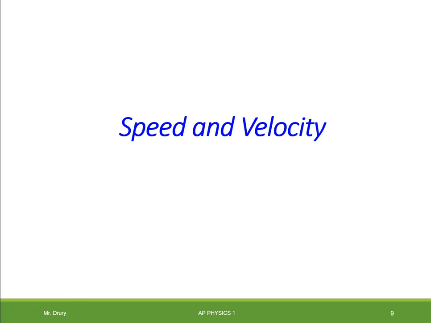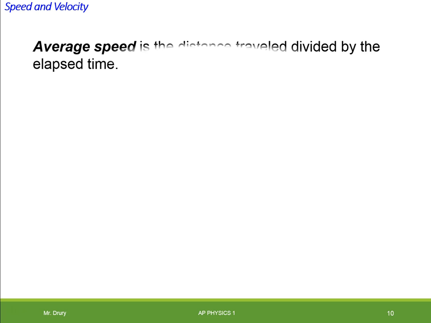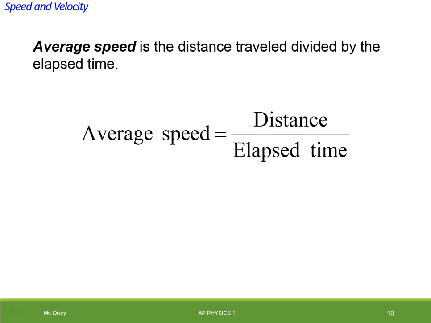Today's lesson will be on speed and velocity. Average speed is the distance traveled divided by the elapsed time. Or simply, distance divided by elapsed time is equal to the average speed.